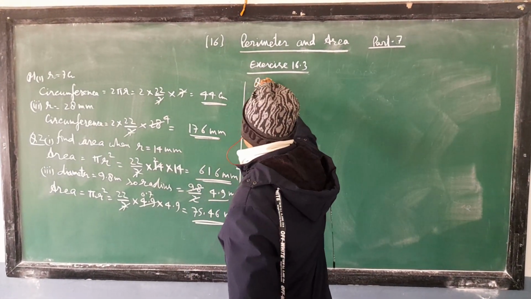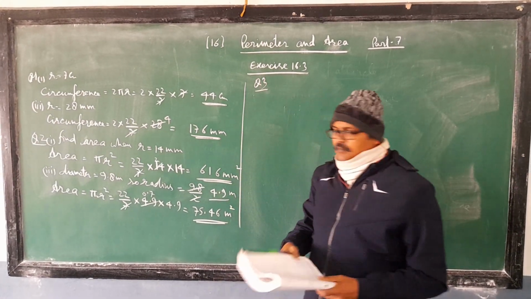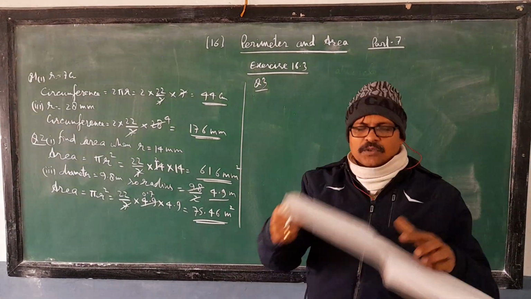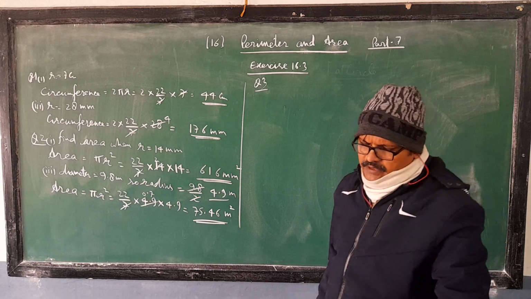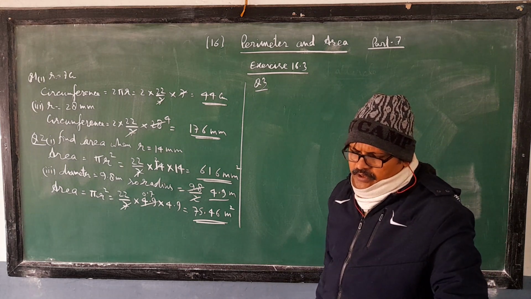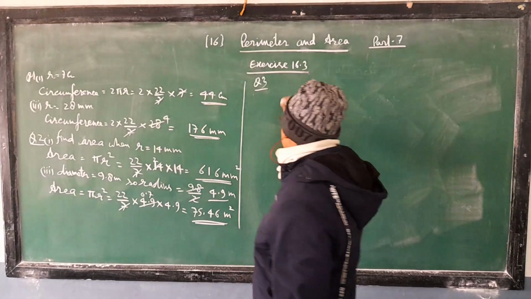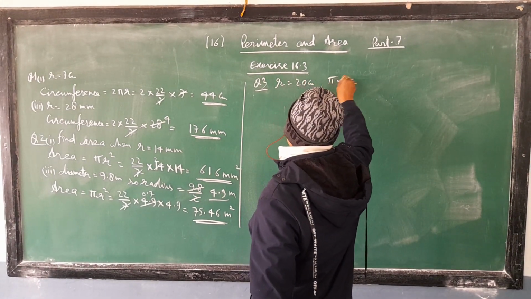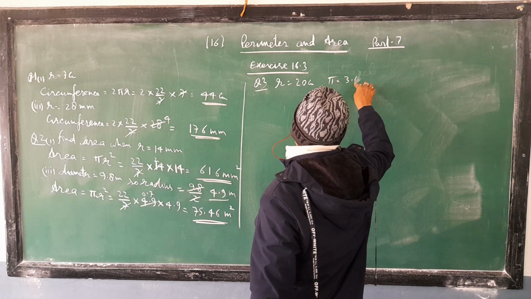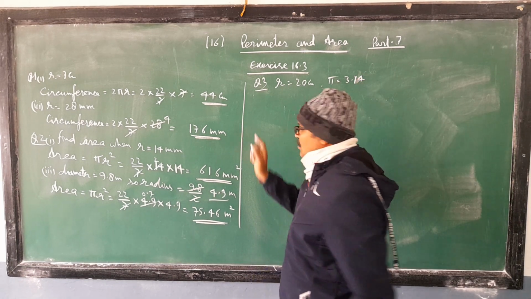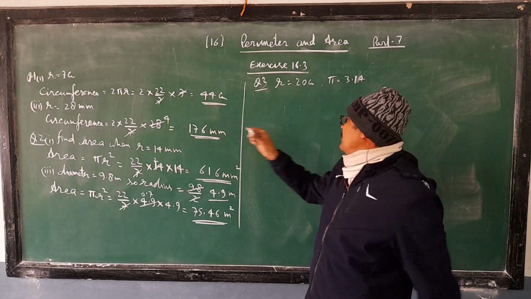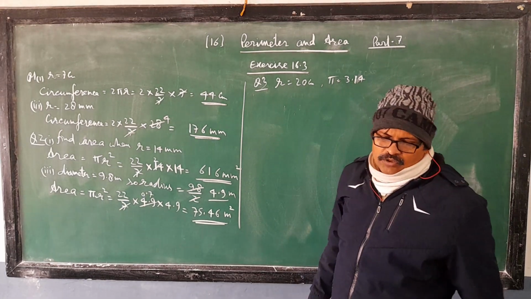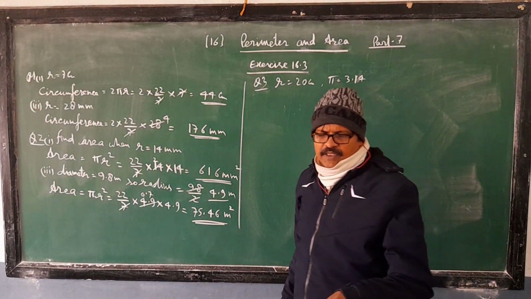Then question number 3. Now see question number 3. Find the circumference and area of the circle. Radius is 20 cm and the value of pi is 3.14. It is given in this form, not in fraction 22/7. If you divide 22 by 7, you will get this. So they are asking circumference and area.